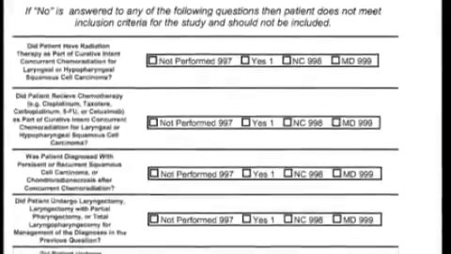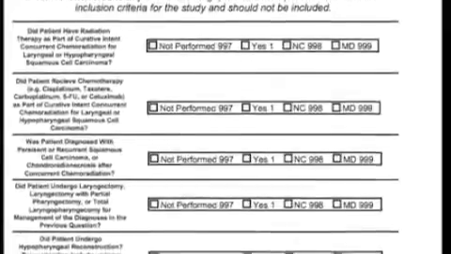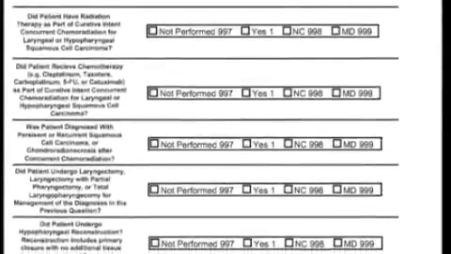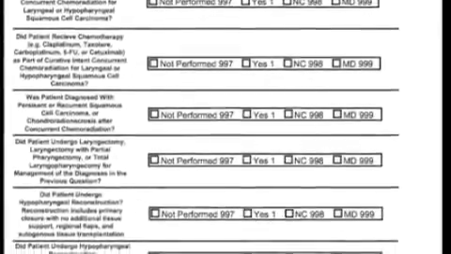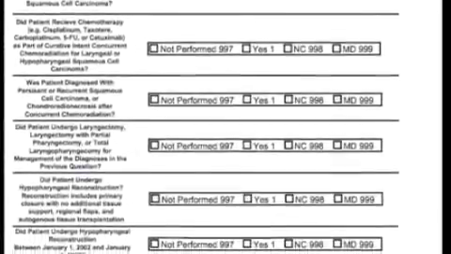For each of the 6 inclusion criteria, an answer of yes must be included for a patient to meet study inclusion criteria. If yes is not answered for every question, then a patient should not be included on study.